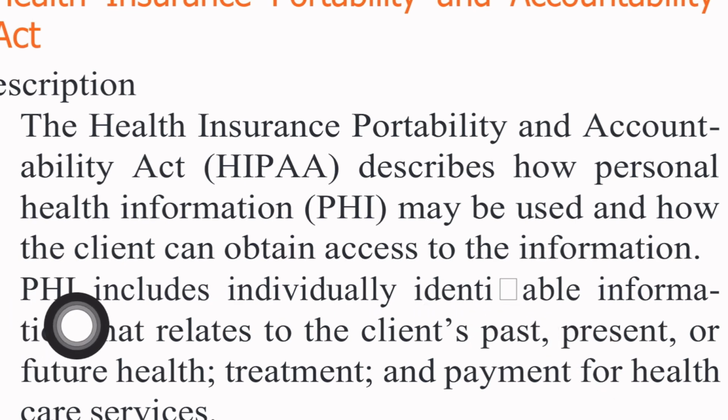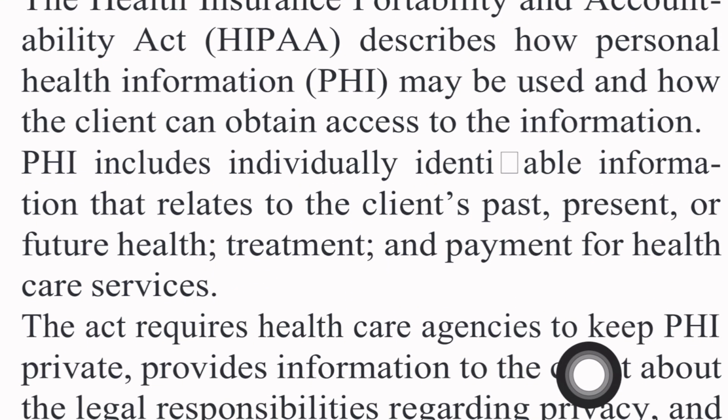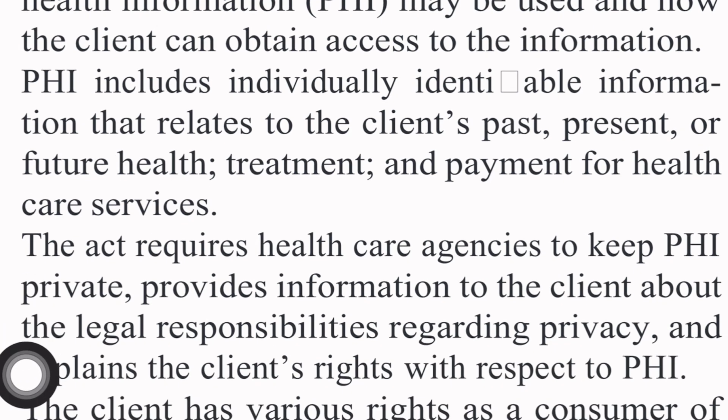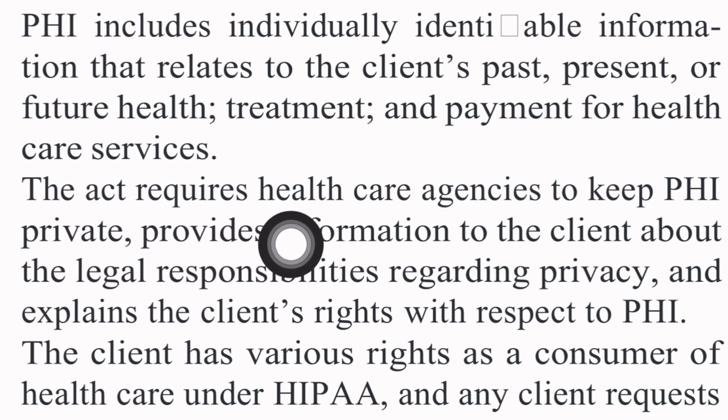Number 2, PHI, personal health information, includes individually identifiable information that relates to the client's past, present, or future health treatment and payment for healthcare services. So now you know, guys, what personal health information is. Number 3, the Act requires healthcare agencies to keep PHI private, provides information to the client about the legal responsibilities regarding privacy, and explains the client's rights with respect to PHI.